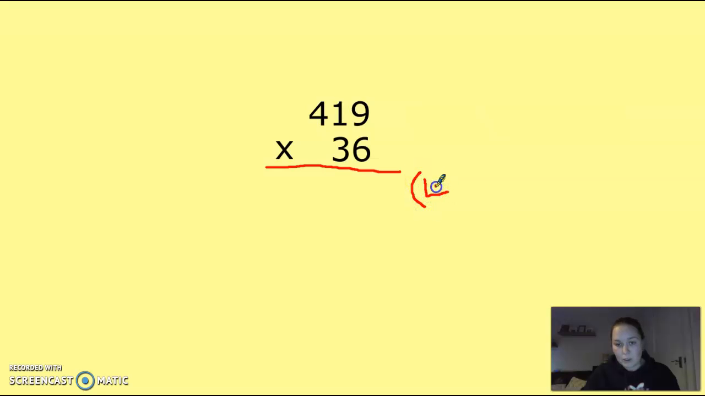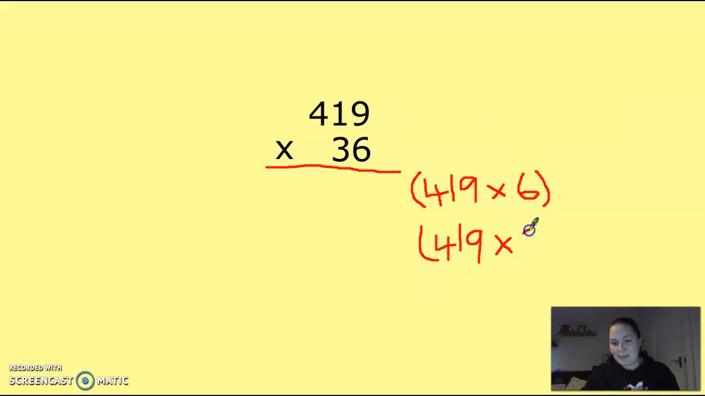So my first row will be 419 times 6. So I'm going to do my 1s first. Okay, and then as I move on, my second row will be 419 times 30. I'm really challenging myself having to write these numbers with the mouse when usually on the board I have a pen. So bear with me because it takes me twice as long.